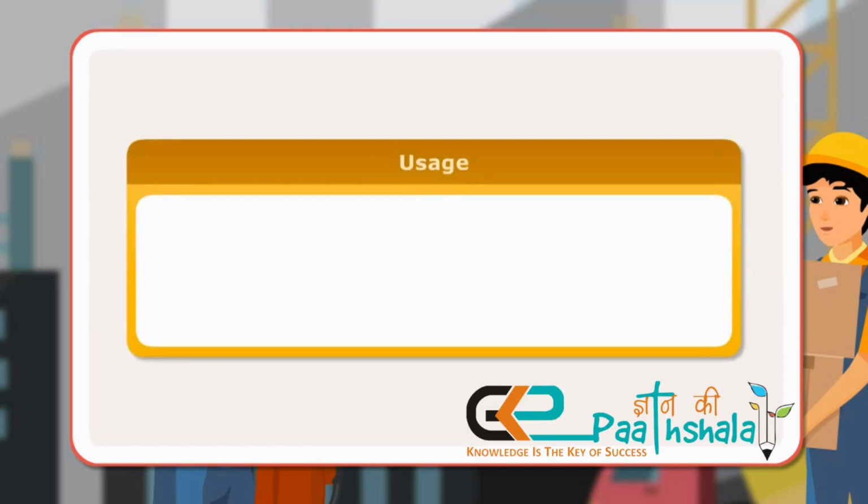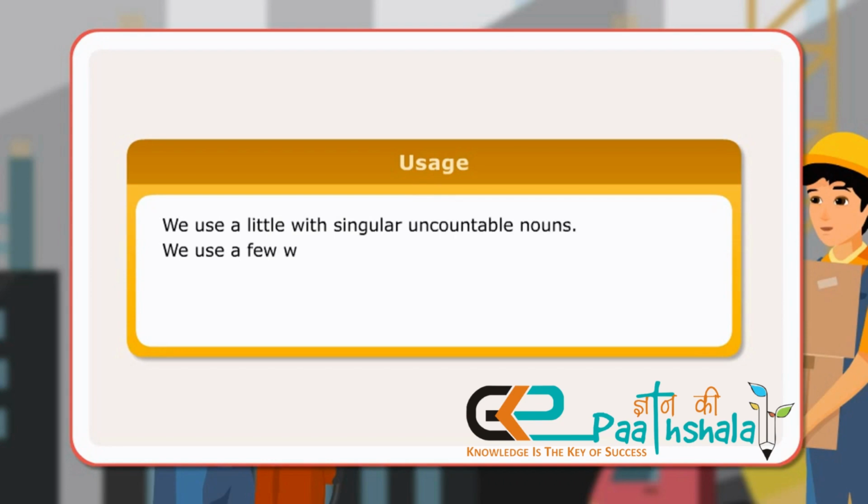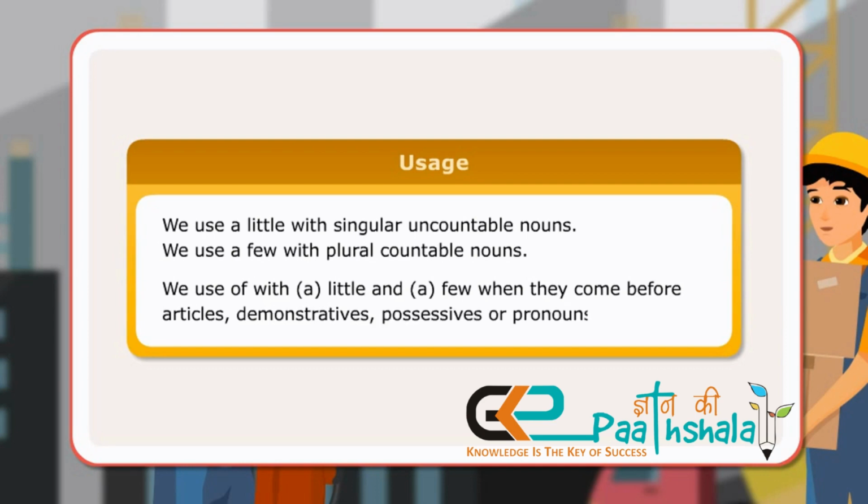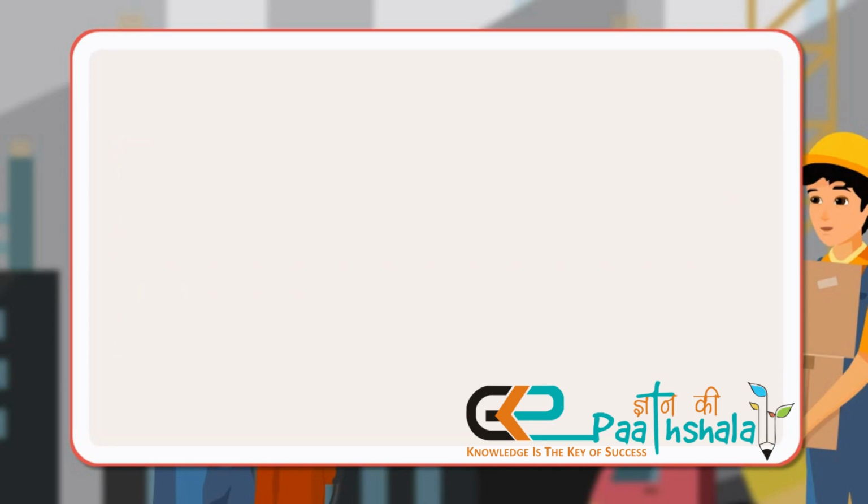Usage: we use a little with singular uncountable nouns. We use a few with plural countable nouns. We use of with a little and a few when they come before articles, demonstratives, possessives, or pronouns. Let us look at a few examples.